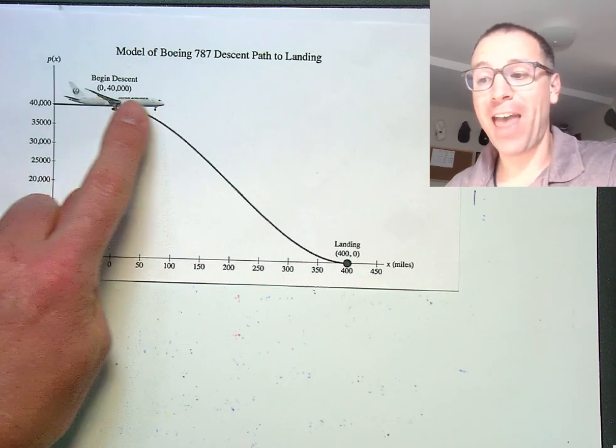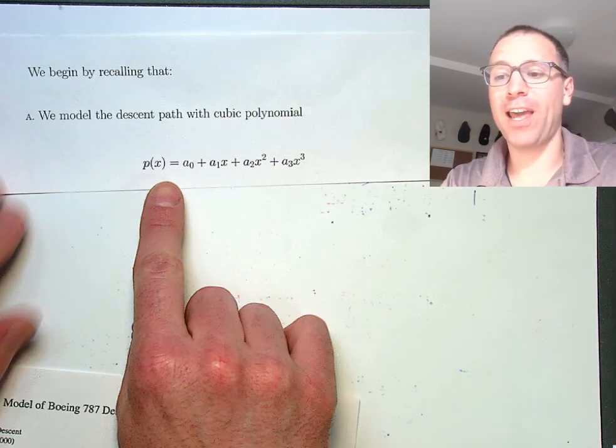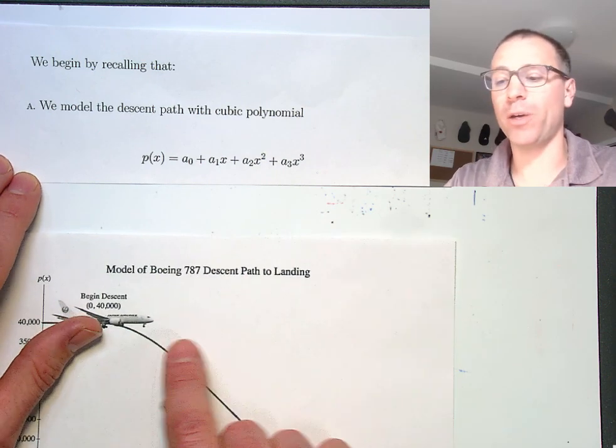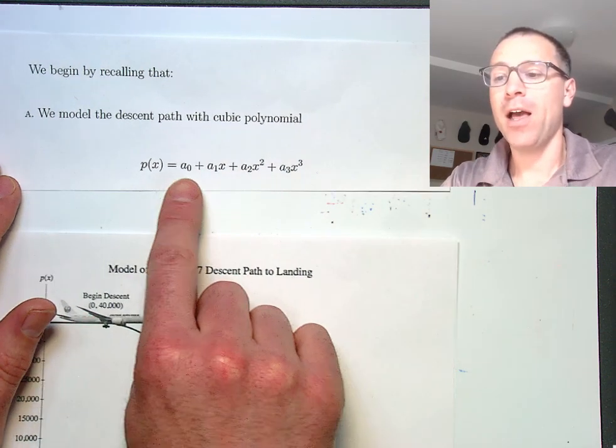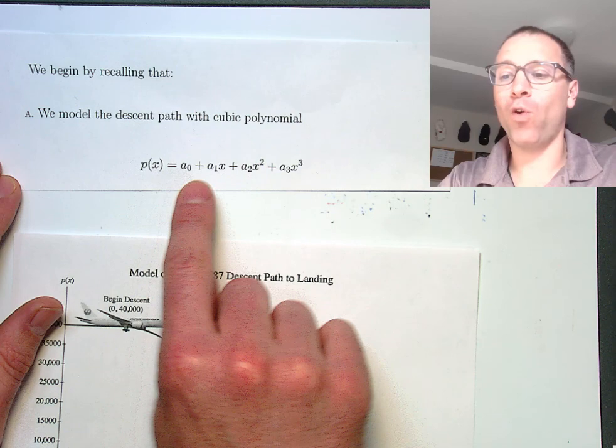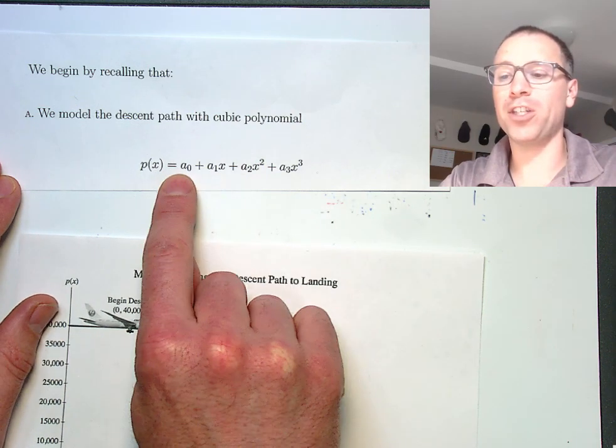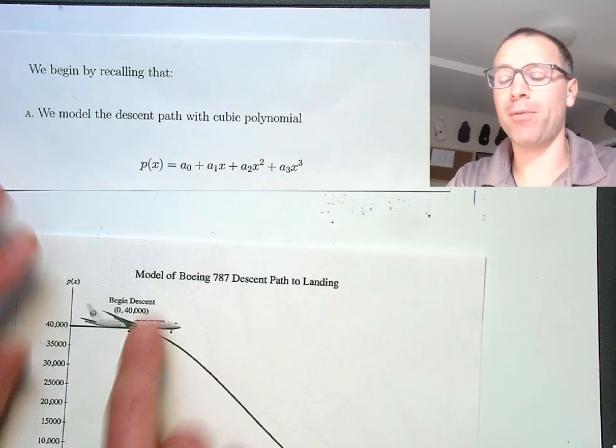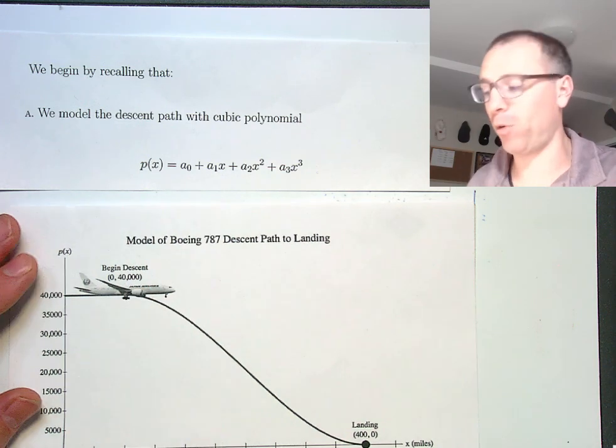And we said that that path we're going to model with a cubic polynomial. And the reason we did cubic was having to do with curvature. That cubic polynomial had this form, and we wanted to know what are the coefficients a0, a1, a2, and a3 necessary to produce the exact path that we're looking for.